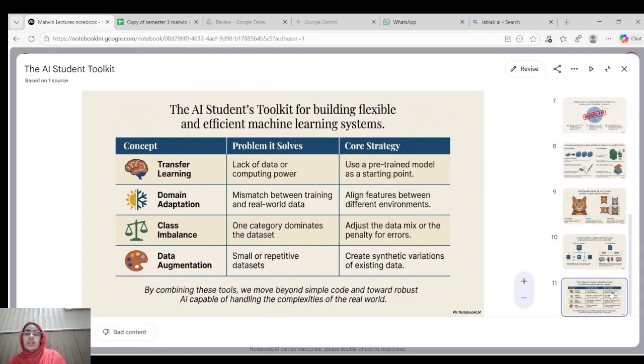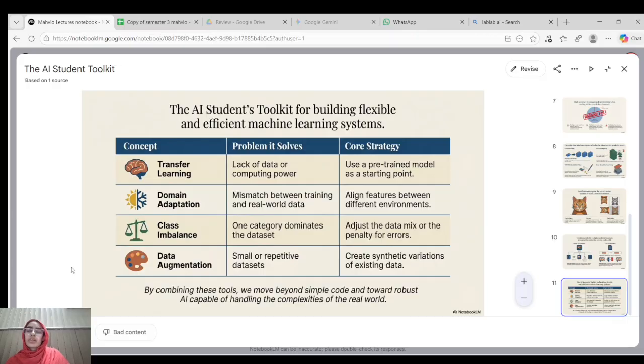To finish today's lecture, let's look at your toolkit. The first is transfer learning. We use this when you lack data or computing power. We use a pre-trained model as a starting point and then just retrain the last layer of the neurons. The second one is domain adaptation. We use this to align features when your training data does not match the real world.